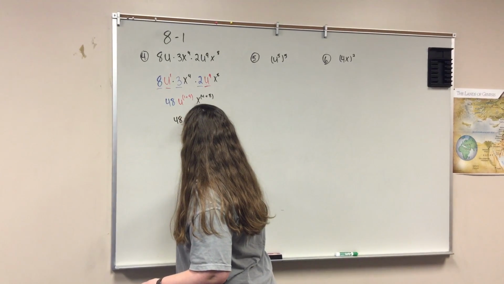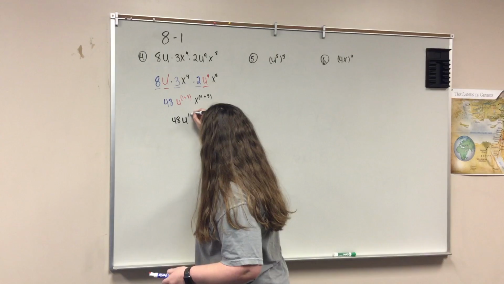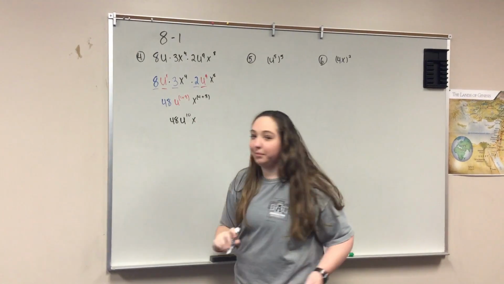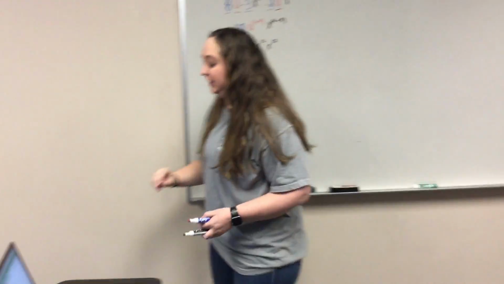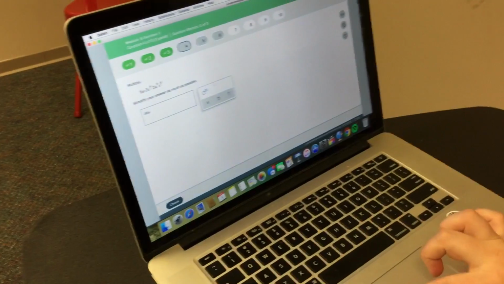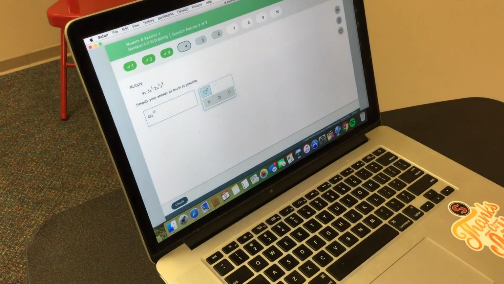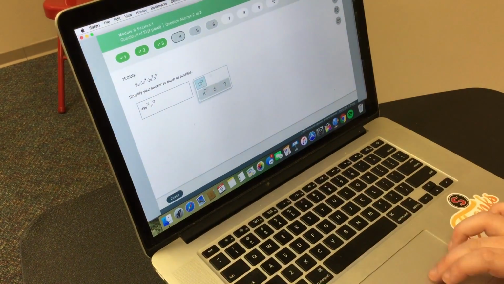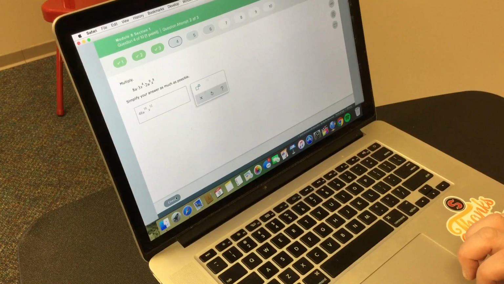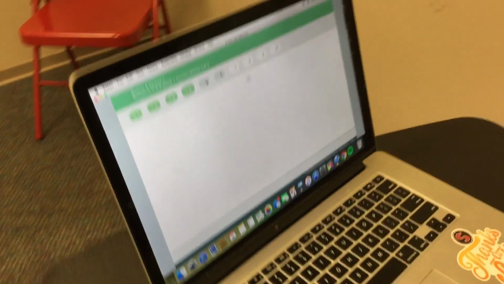So 48, 1 plus 9 is 10, x, 4 plus 8 is 12. So I'm going to go to ALEKS and put this in. 48u raised to the 10th power. Bring that down, and that's going to be x raised to the 12th power. I'm going to check that, and that's correct, so I'm going to continue to number 5.